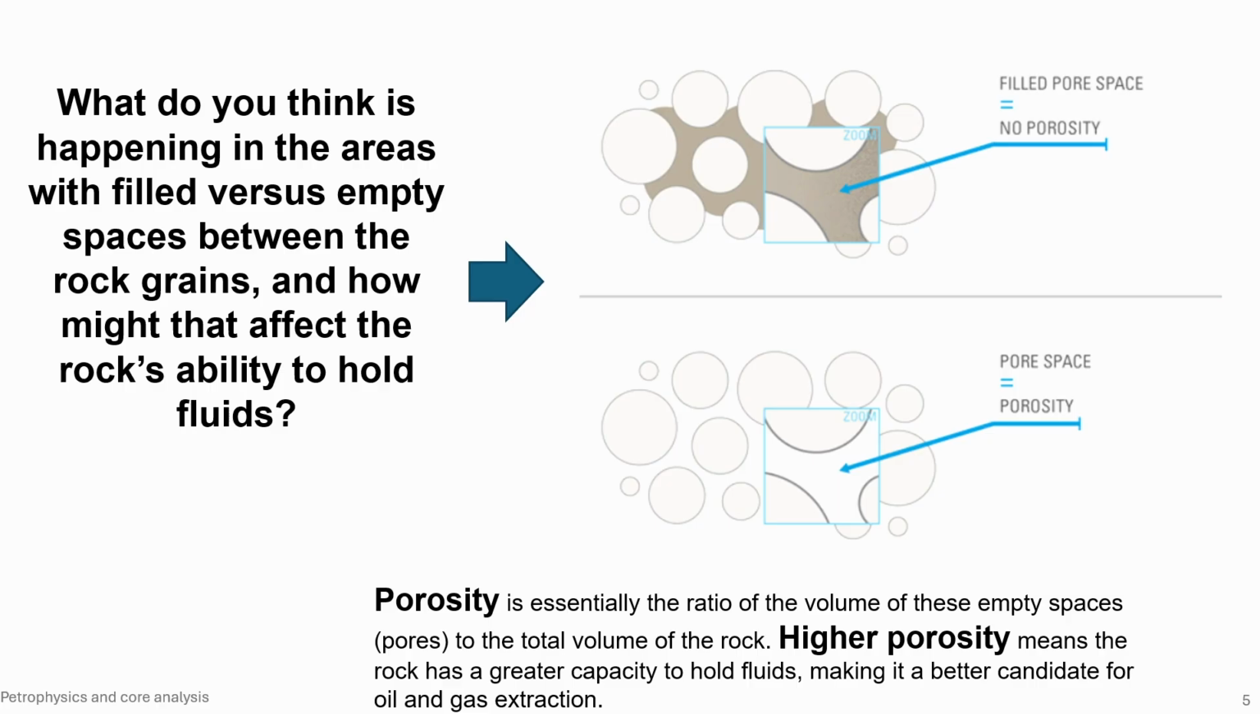However, high porosity alone does not guarantee good production. A rock may have many pores but still produce poorly if those pores are not connected. So porosity tells us about storage, but not necessarily about flow.